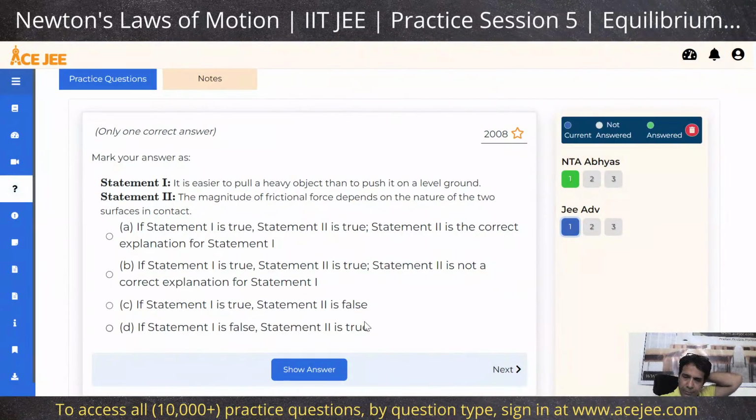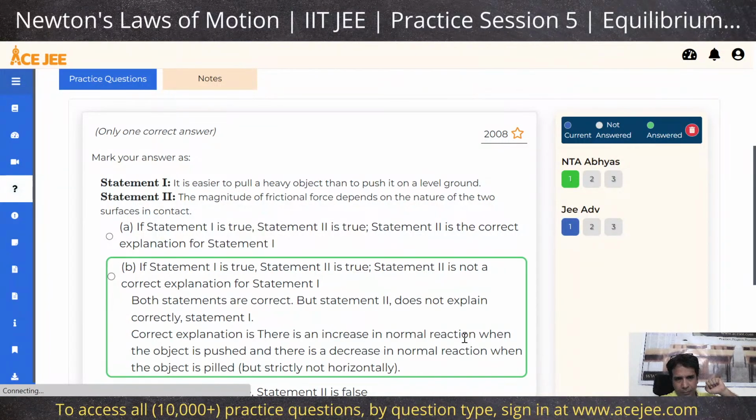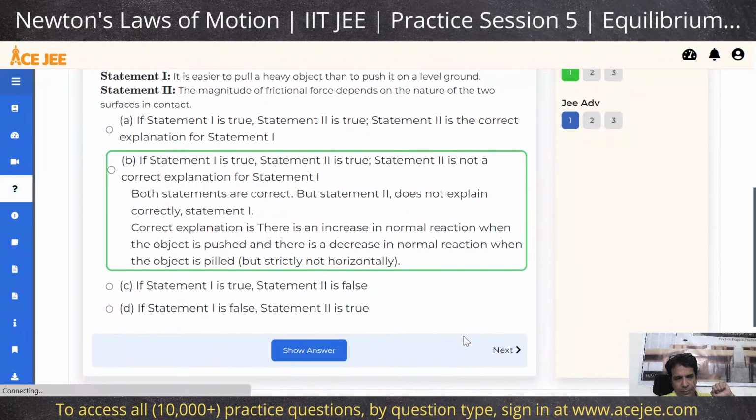Sir, I didn't get the reason why statement 2 will be incorrect. And that's interesting. Well, I think I tend to disagree with the solution given here. Let me explain what I mean by it. It's talking about the magnitude of the frictional force, right? It doesn't say whether the body is moving or not.